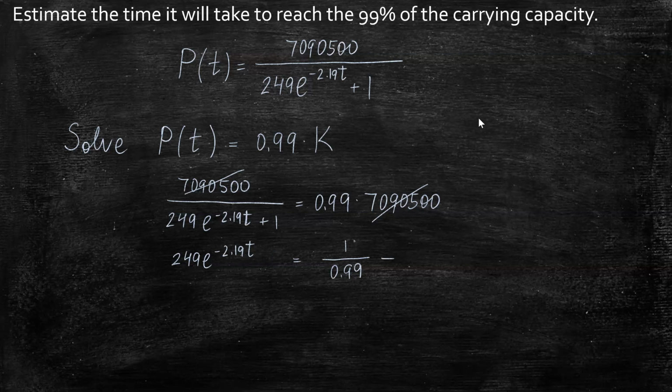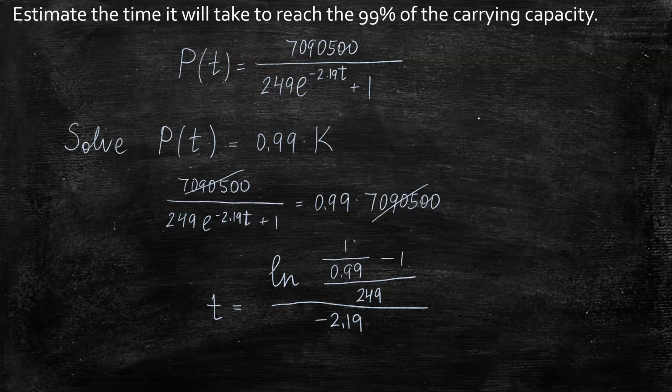So we're going to subtract 1 from both sides. Then we're going to divide everything by 249. And then we're going to take the natural log of both sides, right? And then we're going to divide everything by negative 2.19. And this will be the solution of this equation. So we just now have to carefully evaluate it, and I'm going to use Wolfram Alpha again.